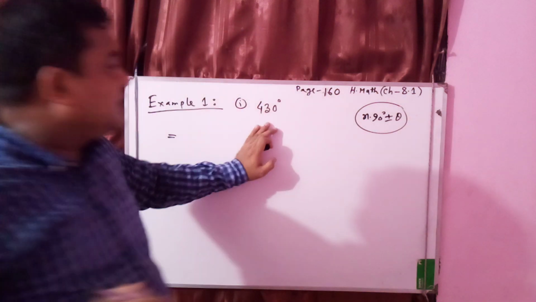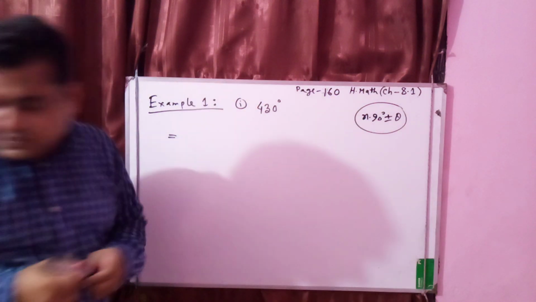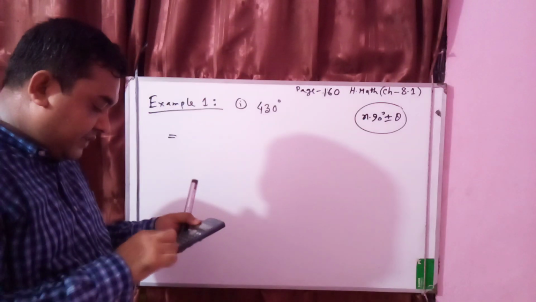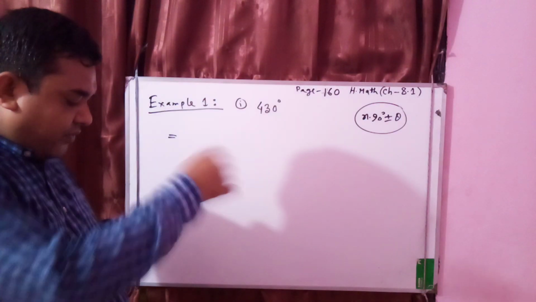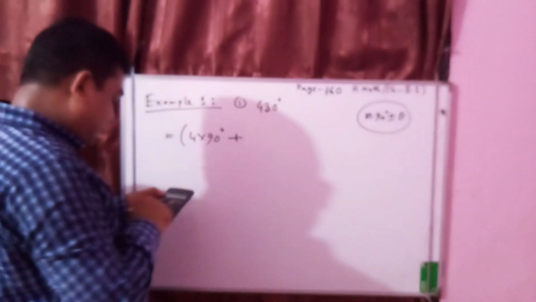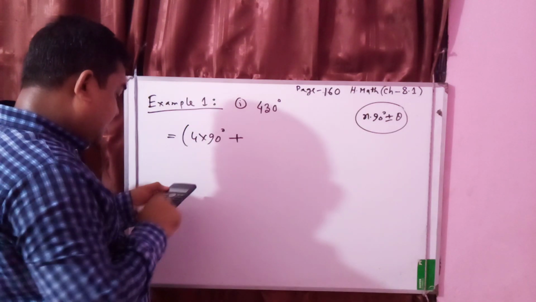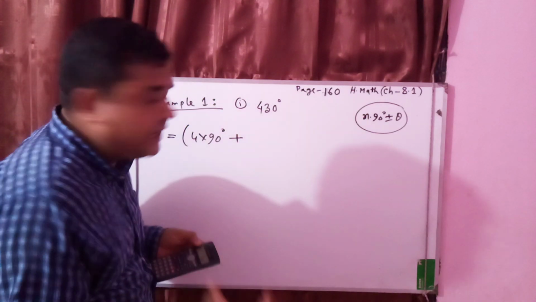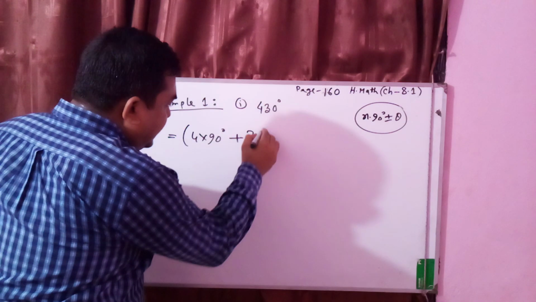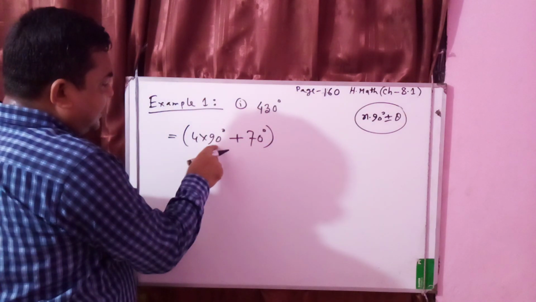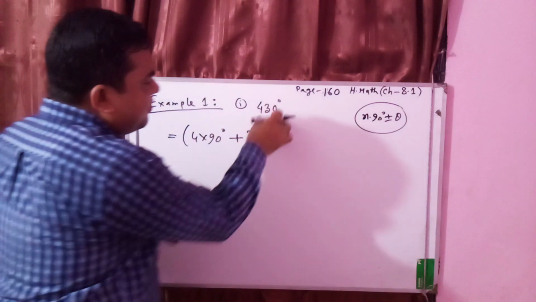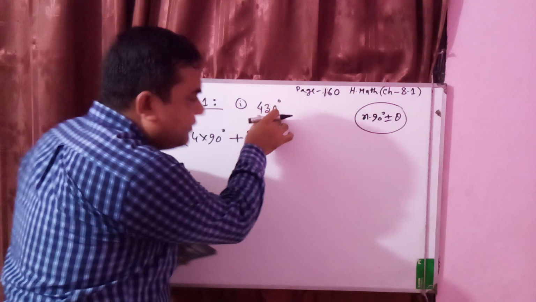So 430 degree we can write: 430 divided by 90 gives 4.77. So we can write 4 into 90 degree, that means 360 degree, and we need 70 degree more. So 360 degree plus 70 degree makes 430 degree.